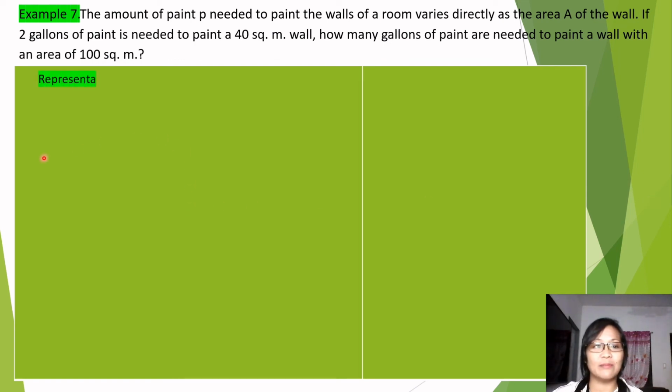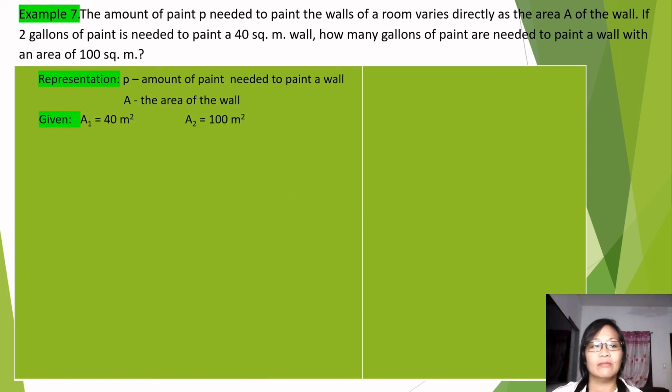First, of course, we need the representation. For our P, amount of paint needed to paint a wall. And for our A, the area of the wall. Next, what are the given? For A sub 1, we have 40 square meter. And for A sub 2, we have 100 square meter. And for our P sub 1, we have 2 gallons. And for our P sub 2, that is for our unknown. And for our equation, for our variation, P is equal to KA.